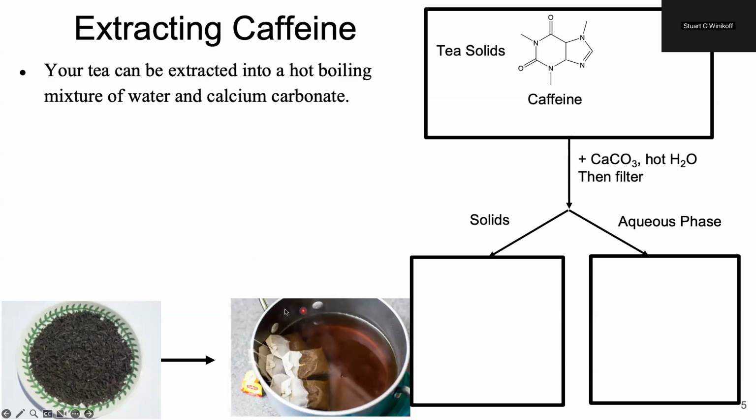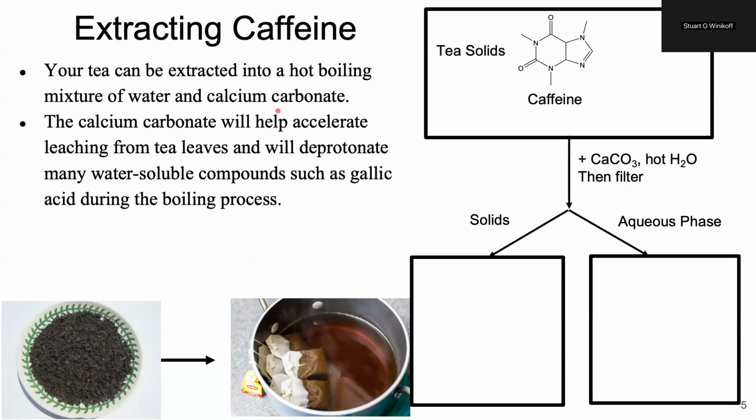So we're going to start by taking our solid tea and placing it into hot boiling water. It's going to contain a little bit of calcium carbonate. That calcium carbonate is going to play two major roles. The first thing it's going to do is help accelerate the breakdown of those tea leaves, and it will help encourage caffeine to leach out into the solution.